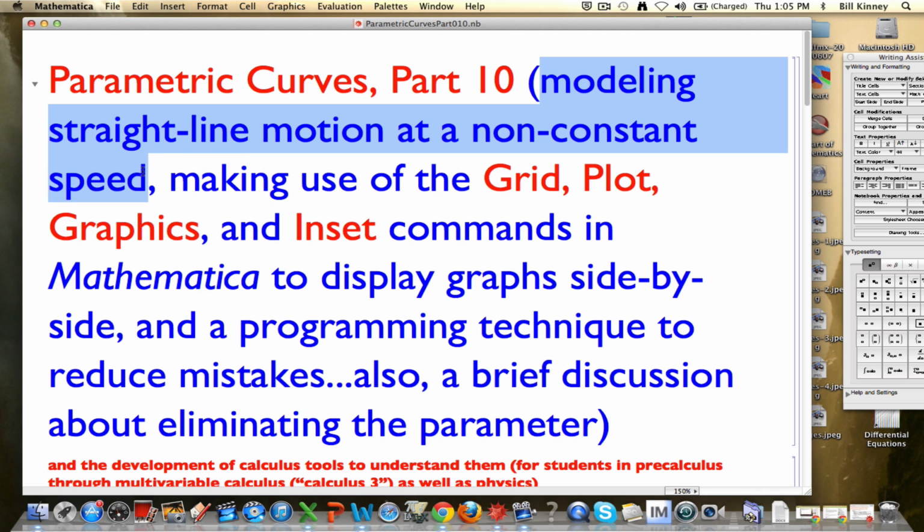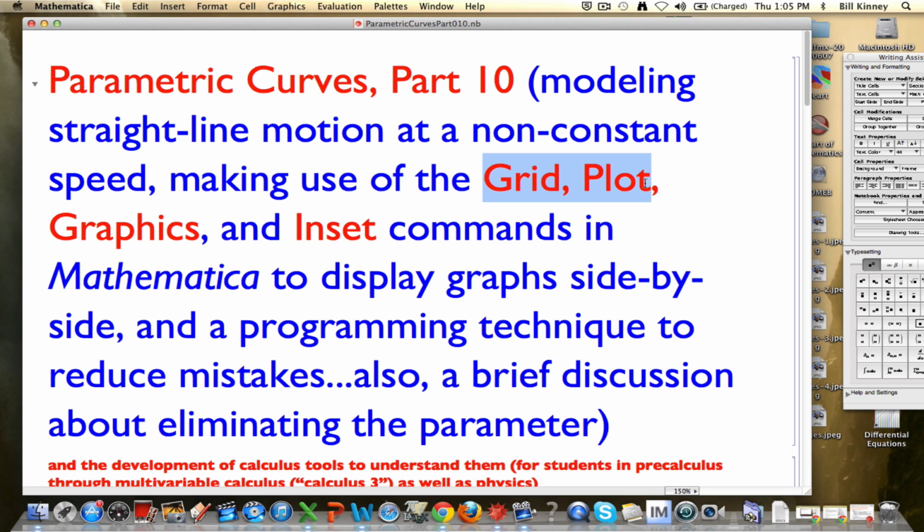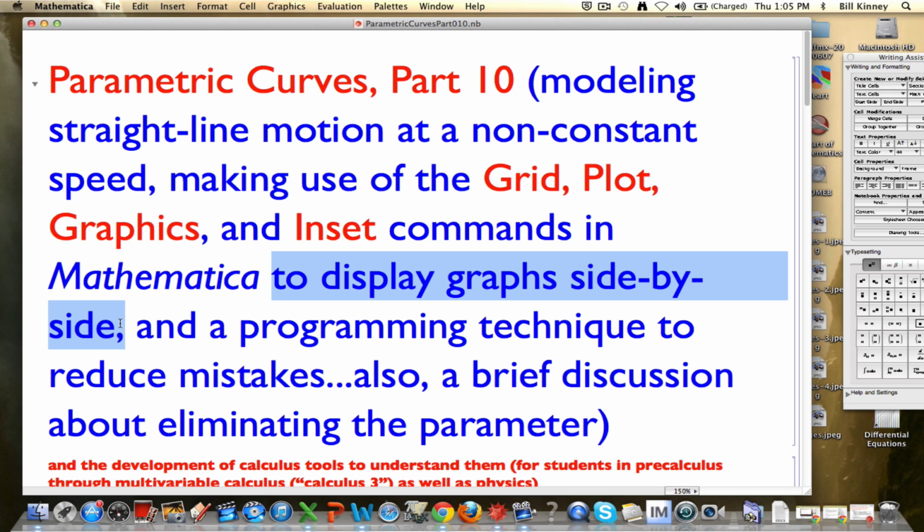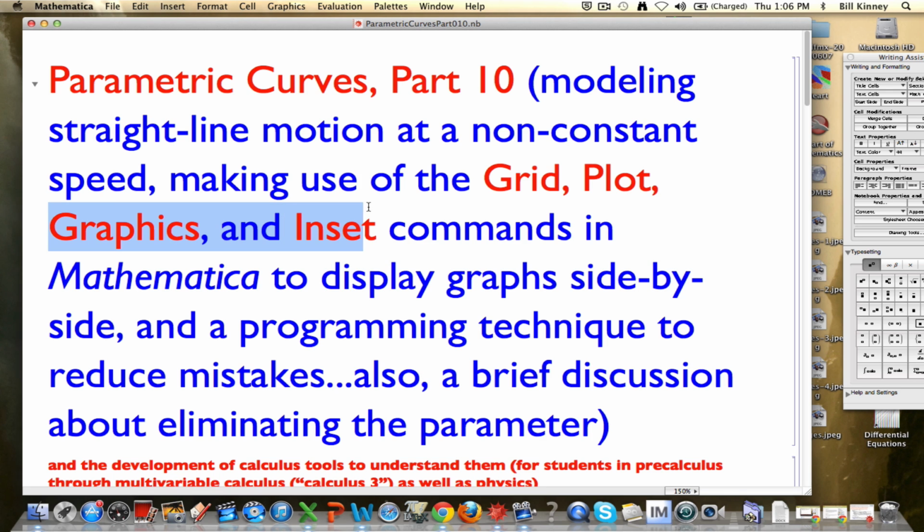at a non-constant speed. In the last video I introduced you to using Grid and Plot in Mathematica to try to display graphs side by side and in fact above and below each other to help understand what's going on with parametric curves. In this video we're going to add a couple commands to that, Graphics and Inset in Mathematica.